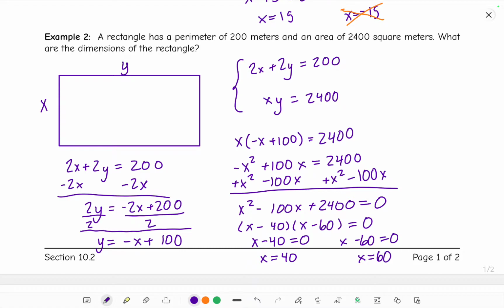So both of them are positive. They both make sense, which kind of makes sense because if you take a rectangle and rotate it 90 degrees, you get the same shape, but the length and width have swapped positions. So here, how I drew it, x is the smaller one. So x will be 40 meters, and then y will be 60 meters. And you could take that and plug it back into y equals negative x plus 100, but you'll see that it comes out to be 60.